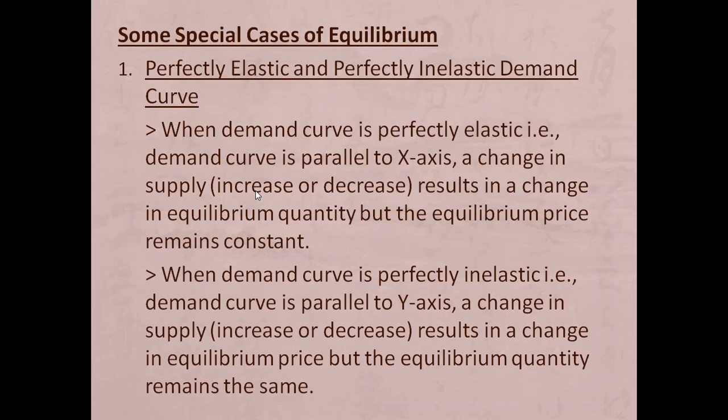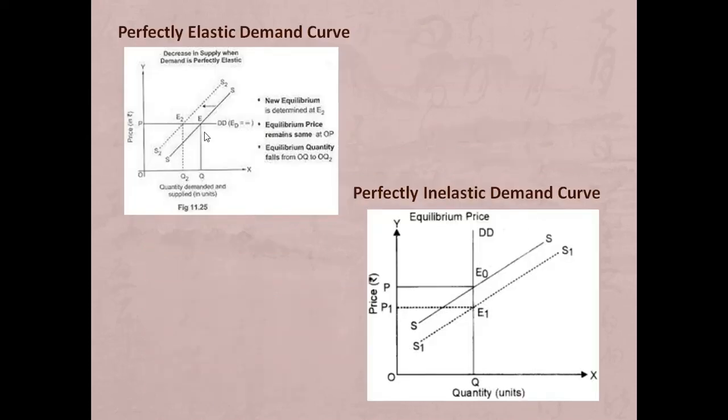Now whenever we talk about a perfectly elastic demand curve, we are referring to a situation in which the demand curve is parallel to the x-axis. So a change in supply, whether positive, that is an increase, or negative, that is a decrease, results in a change in equilibrium quantity, but the equilibrium price remains constant. You can see it here in this figure.